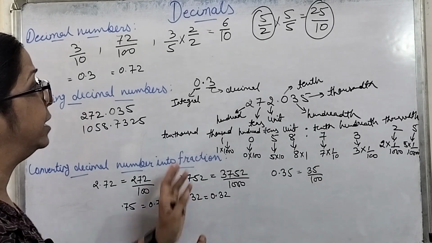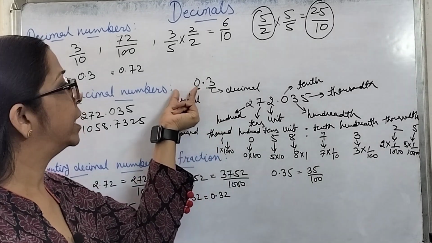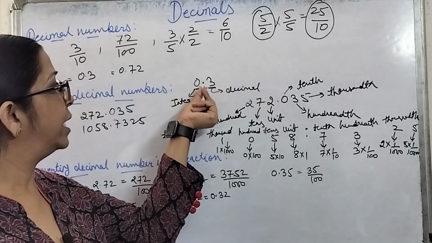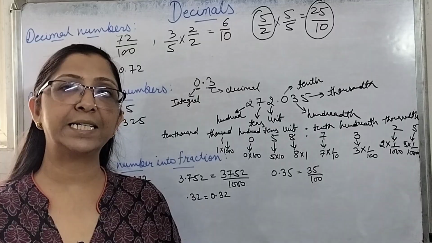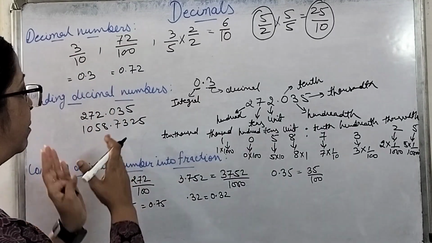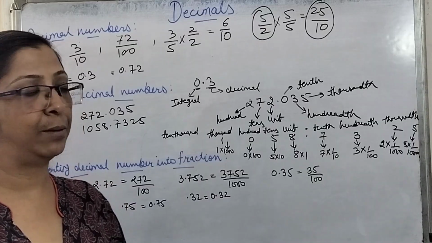We have already seen that the number towards the left of the decimal is known as the integral part, and the number towards the right of the decimal is known as the decimal part. So any decimal number is composed of 2 parts. One is the integral part, another is the decimal part.